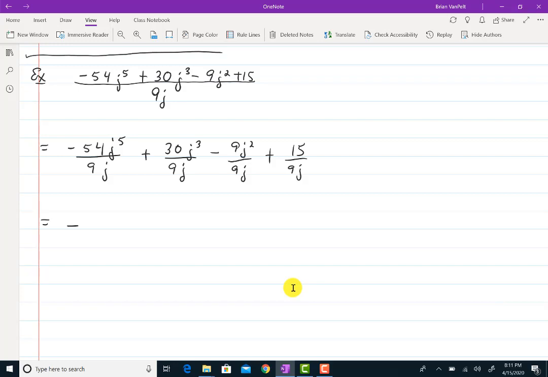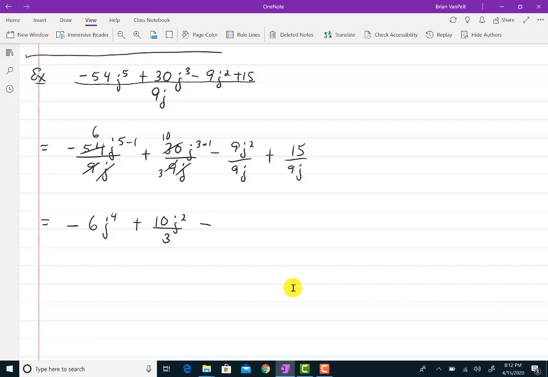For the first fraction, I got a minus. 9 goes into 54 6 times. And then j I can take out by subtracting 1 from the exponent in the numerator. So I get 6j to the 4th for that piece. Moving on, 9 does not go into 30, but I can cancel out a 3 and leave a 10 and a 3 in their place. Once again, j to the 1 will go into j cubed, so that'll end up being a 3 minus 1 on that exponent. And I'm left with 10j squared over 3. I can't clean that one up any more than that.